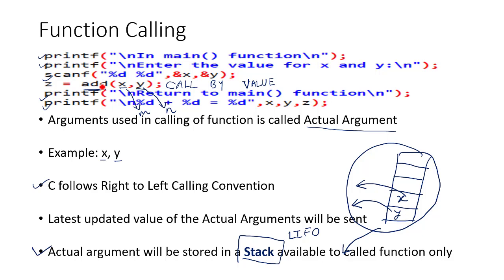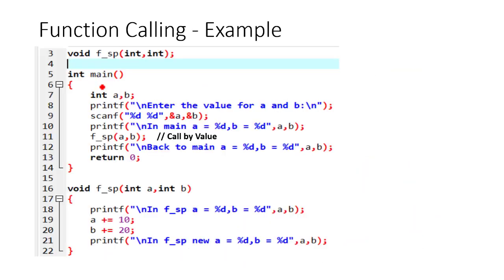Next, let us explore some examples. In this case, we have a user-defined function f underscore sp. The purpose will be defined in the definition part. Here is only the declaration. So it will take two input arguments. As it will not return anything, we are making the return type void.